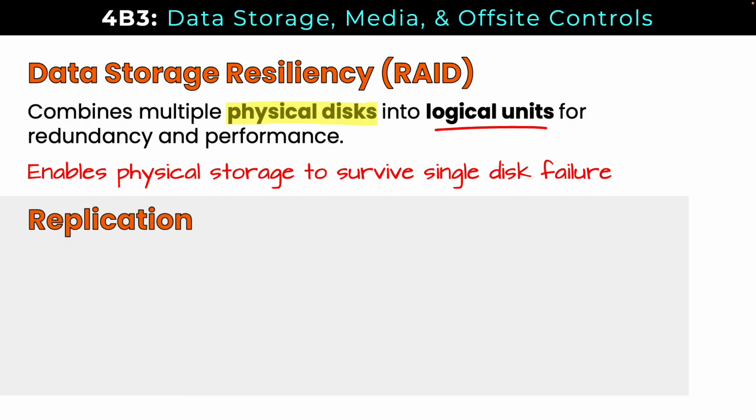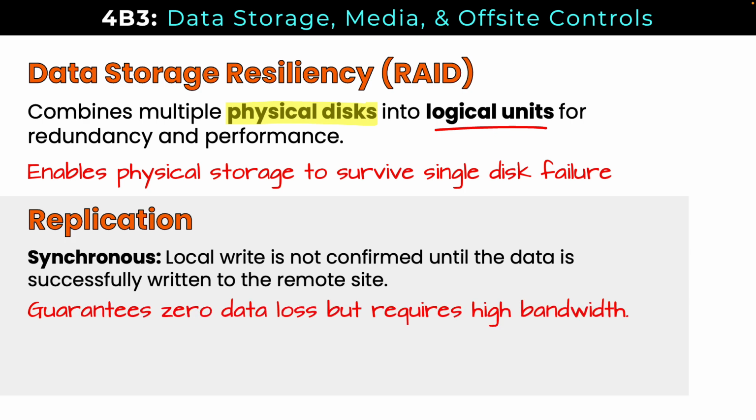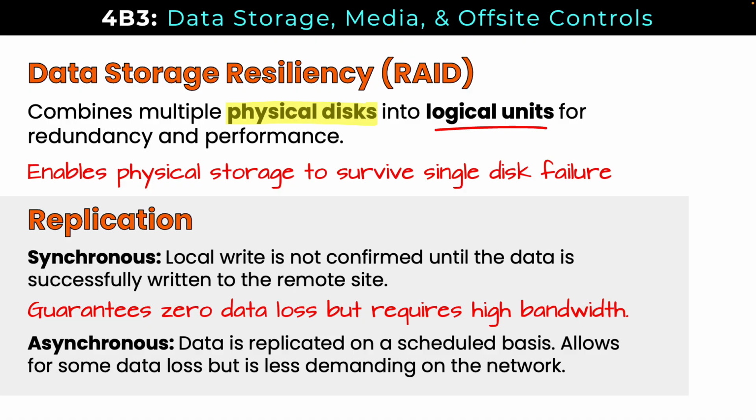So replication is where we replicate our storage to multiple locations. So there's synchronous replication, where the local write is not confirmed until the data is successfully written to the remote site. This guarantees zero data loss, but it requires high bandwidth. And then there's asynchronous replication, where data is replicated on a scheduled basis. It allows for some data loss, and it's less demanding on the network. So we really have to determine what our ability is to lose something more than zero data.